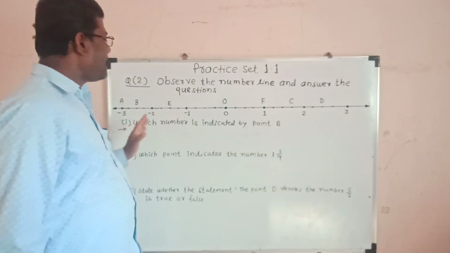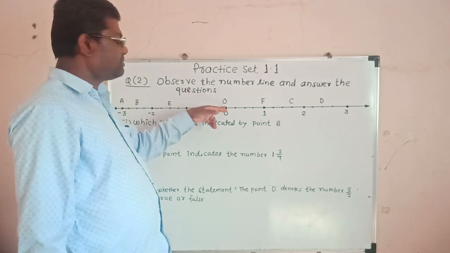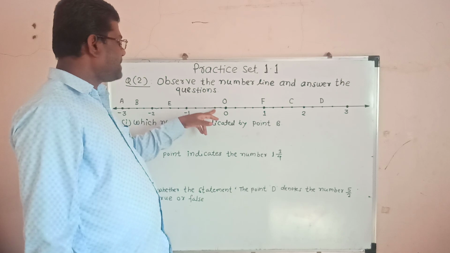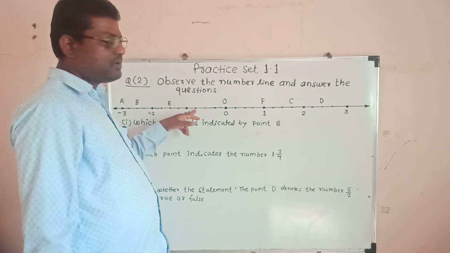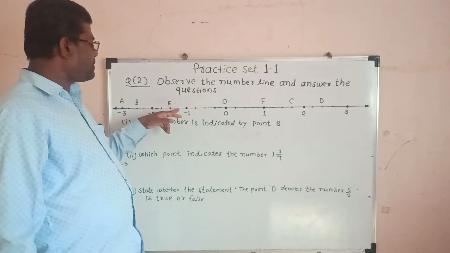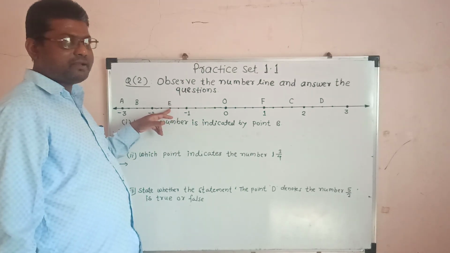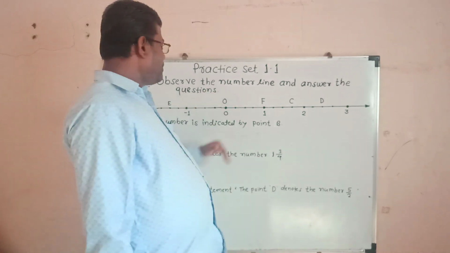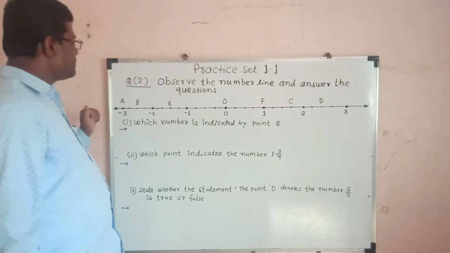In this way. And the values of points or each part to the left of 0 are minus 1 upon 4. This is minus 1 upon 4. This is minus 2 upon 4. This is minus 3 upon 4. This is minus 4 upon 4, which is minus 1. Now this point will be minus 1 upon 4. This point will be minus 1 minus 2 upon 4. In this way, now we have some questions and we have to answer these questions.